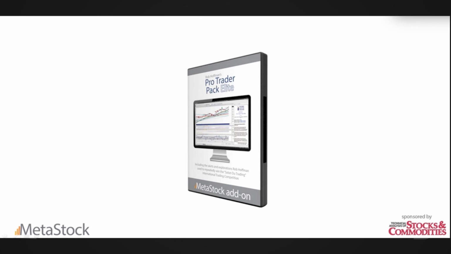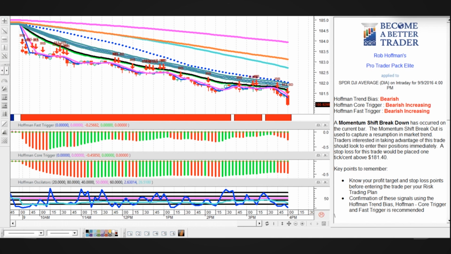Rob and I did sit down and work on a ProTrader Pack Elite. It's all of his indicators and also all of his alerts. It's very unique in the way that it's structured into MetaStock, and it does offer scanning. Here's a quick screenshot of the Dow yesterday, and you'll notice all day it was very, very bearish. We have a dashboard view here that gives you an idea of what all of his indicators are doing, and gives you some key points about what the indicators are telling you to do.